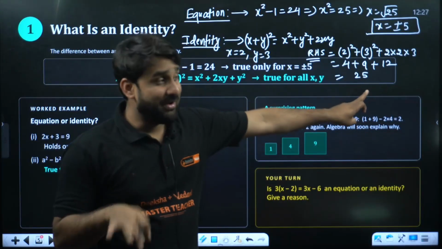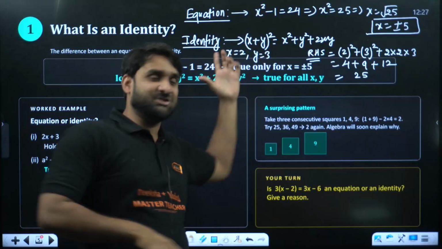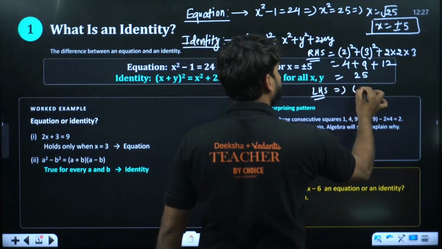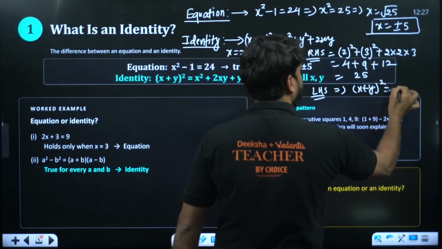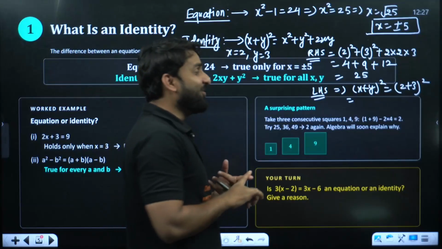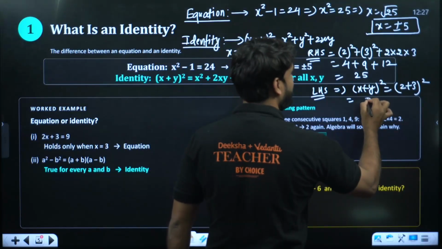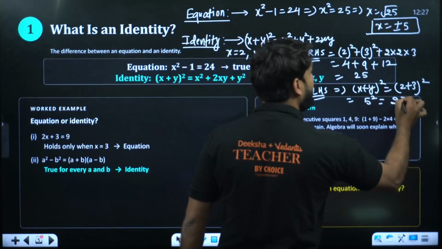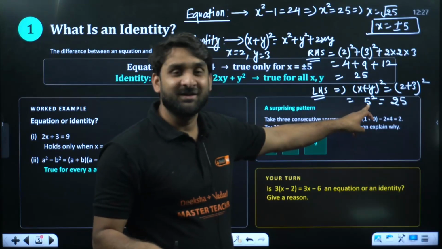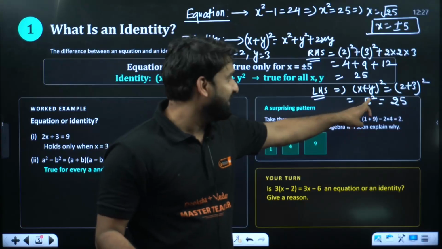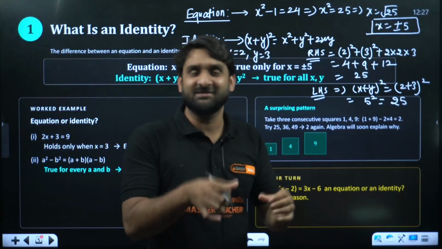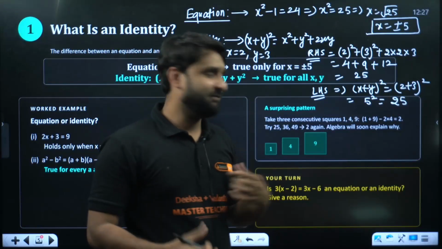RHS is 25. Now put the same values of x and y in LHS. Let's check what result you are getting here. LHS will be x plus y whole square. So we can put here 2 plus 3 whole square. My dear champion, 2 plus 3 is 5, and 5 square is 25. Some students, when they do square, multiply the number by 2, so 5 becomes 10. My dear, don't do this. 5 square means 5 is multiplied two times with itself. So 5 into 5 will be 25.